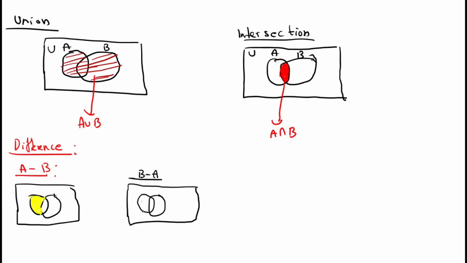Up to here, see A is there, right? But we need to take elements of B only, elements of B that do not belong to A. That means they do not belong to the intersection part, right? So you will get this shaded part only. This part we call B minus A. This is the Venn diagram representation of B minus A.